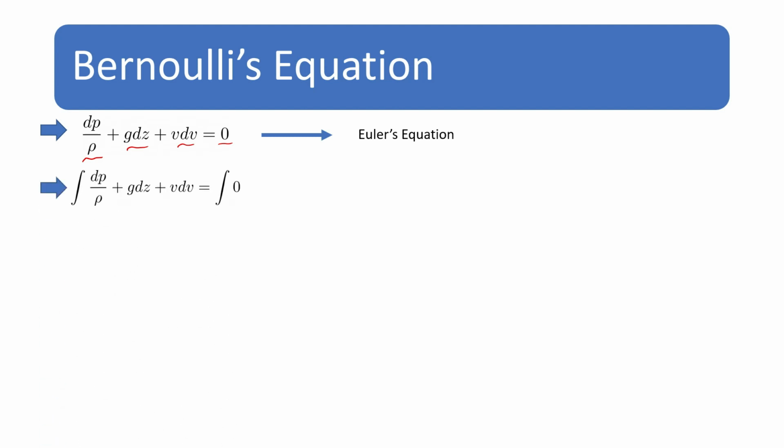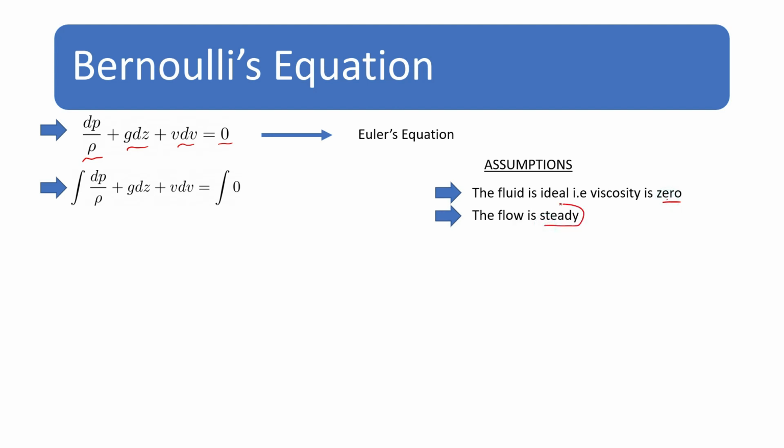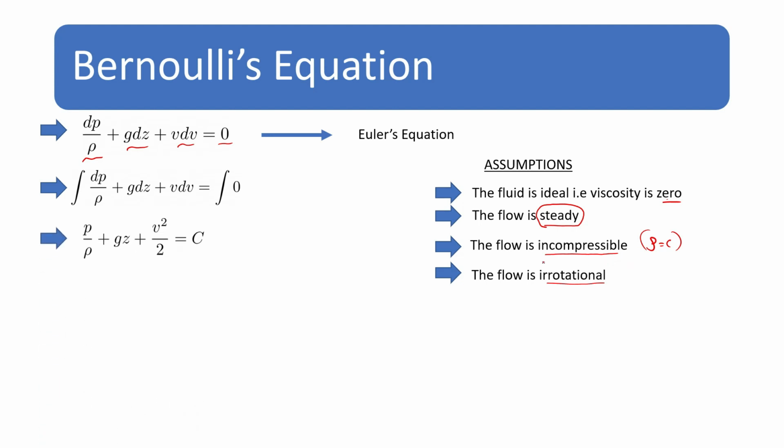Now we will derive the Bernoulli's equation. The assumptions are these. The flow is ideal, that is viscosity is 0. This is the first assumption. And the flow is steady. This assumption we have taken for Euler's equation also. And the flow is incompressible, that means ρ is a constant, and the flow is irrotational. So these are the 4 assumptions we are using for deriving Bernoulli's equation.